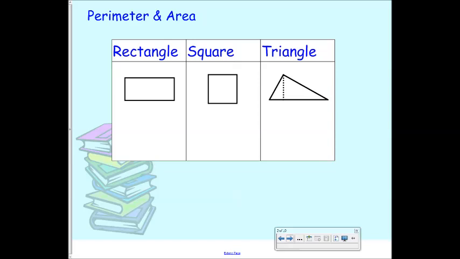So in this triangle, if you were doing perimeter, would the dotted line be included? No. Very good. Why not? Because it's inside the triangle.